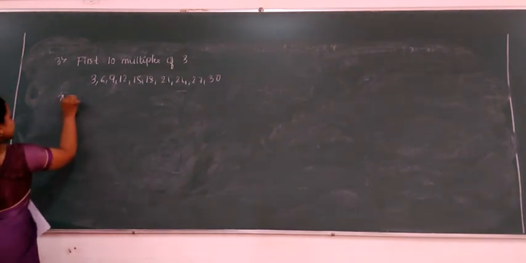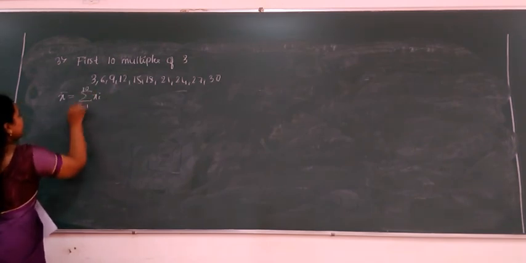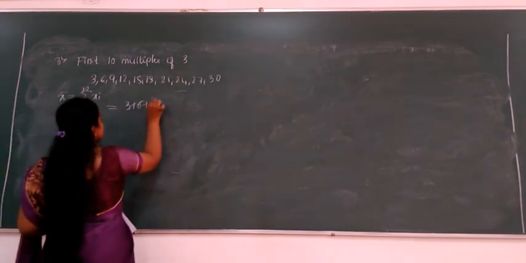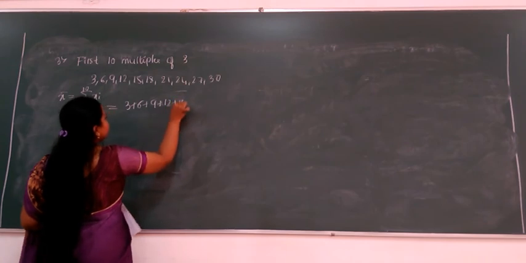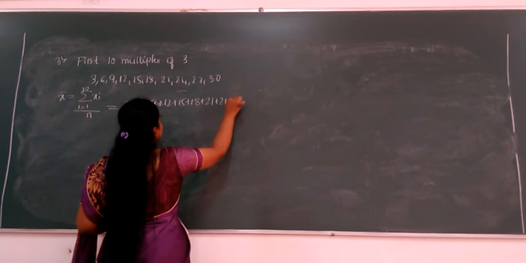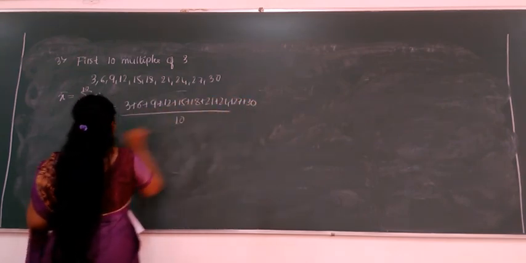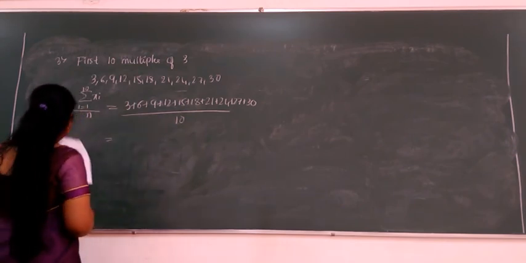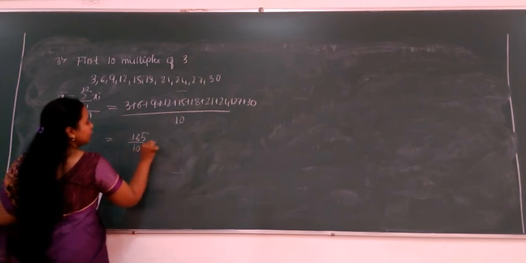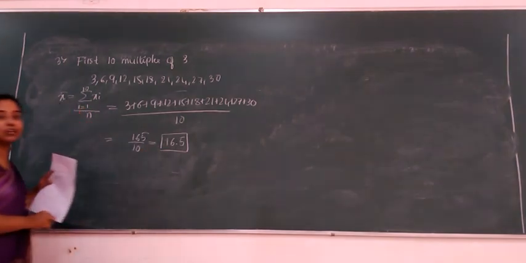So what is our mean? It is the sum of all the observations divided by the total number of observations. That is 3 plus 6, 9, 12, 15, 18, 21, 24, 27, 30, divided by 10. The total sum is nothing but 165, divided by 10. The mean is 16.5. Now we need to calculate the variance.